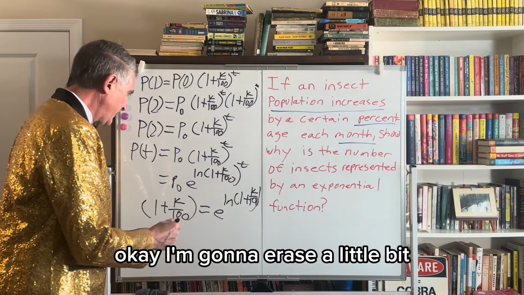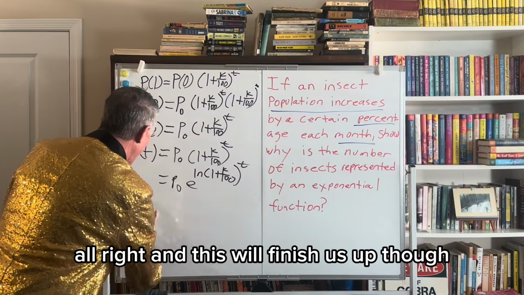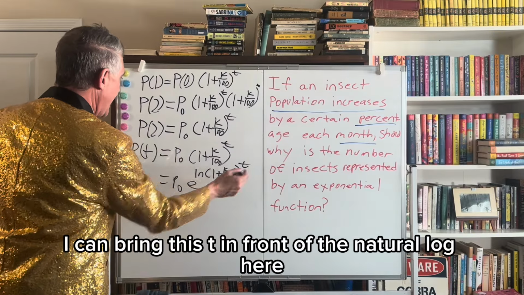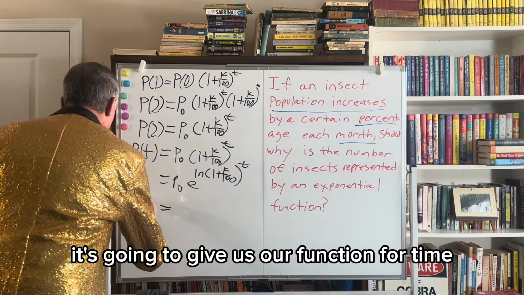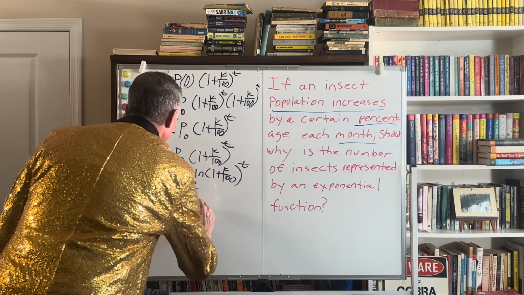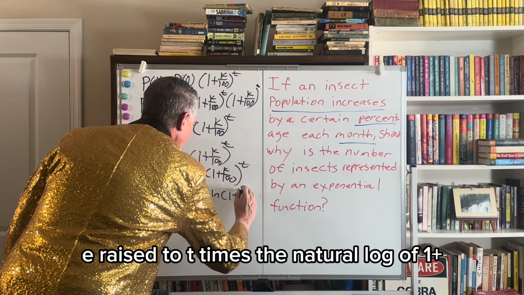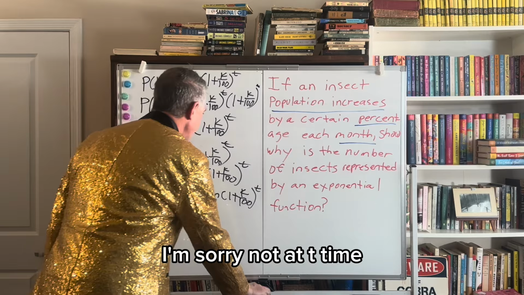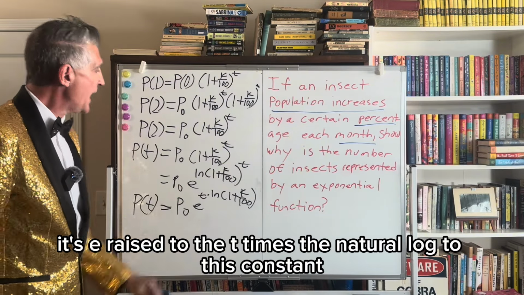Okay. I'm going to erase a little bit of this because we've got a little bit more work to do here. And this will finish us up, though. Well, because of the log power, I can bring this t in front of the natural log here. And that's going to give us our function for time. This is what it's going to look like when we're completed. It's just going to be P naught e raised to t times the natural log of 1 plus some rate over 100. I'm sorry, not to the t power because I took the log power. It's e raised to the t times the natural log of this constant.